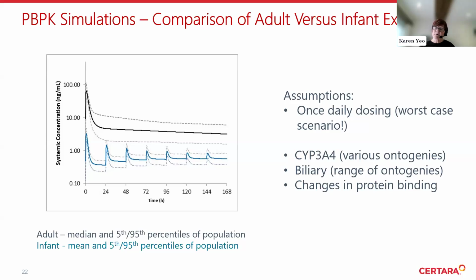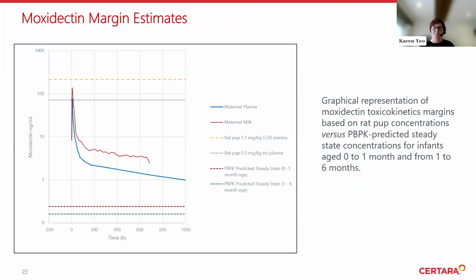We were able to simulate various different scenarios, look at different ontogenies, and also changes in the protein binding throughout this 7-day period. Importantly, this is a figure that appears in the paper. At the top of this figure, we've got the rat pup exposures based on the maximum dose, and rat pup exposures here at a lower dose. We're showing the dose, or the plasma exposures, and also the milk exposures in the mothers who were recruited in the clinical lactation study. And below, we're showing the PBPK predicted steady state simulations at 0 to 1 month age and from 1 to 6 months age. So what we're saying is that even during that first day 1 to 7 period, and also subsequently right up until 6 months, we're getting much, much lower exposures than we would expect to see in the adults, and certainly than we would expect to see in the rat pup data.